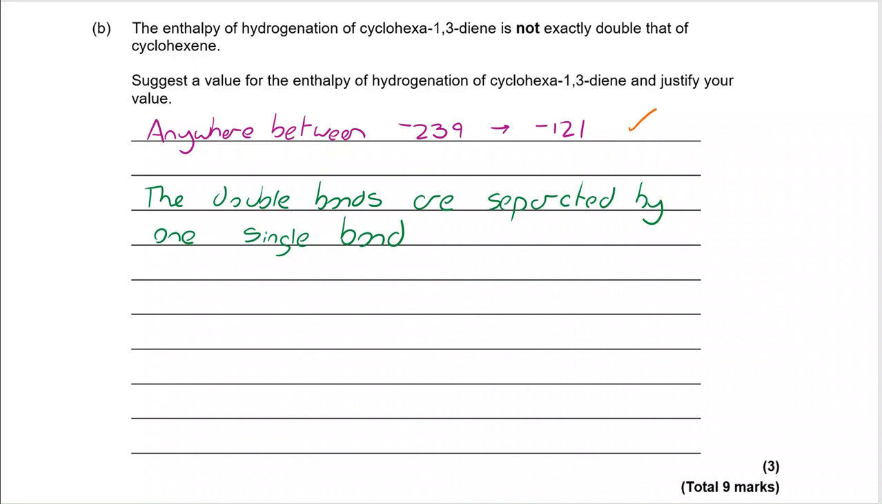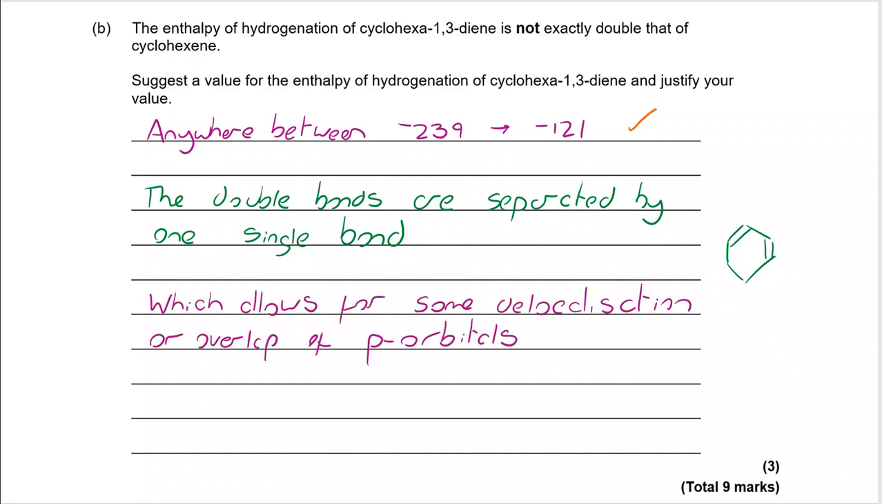Well, the double bonds in cyclohexadiene are separated by one single bond, and you can see that illustrated here. Now, what that means is we can take our knowledge of benzene, where there is overlap of electrons, and we can apply it to something that isn't benzene. There will be a level of overlap of p orbitals, and that's going to provide some delocalization, which is going to make this slightly more stable.